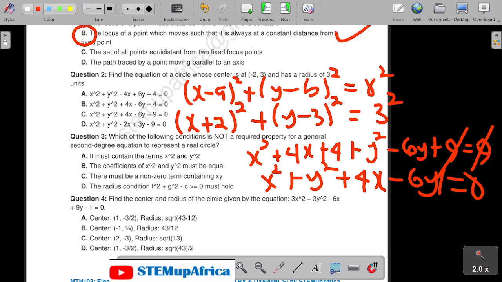Plus 4 is equal to 0, which is this 4 here. So the answer is x squared plus y squared plus 4x minus 6y plus 4, which is option B.